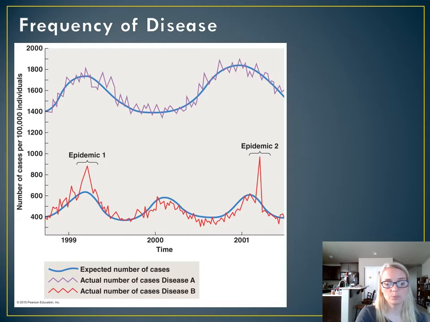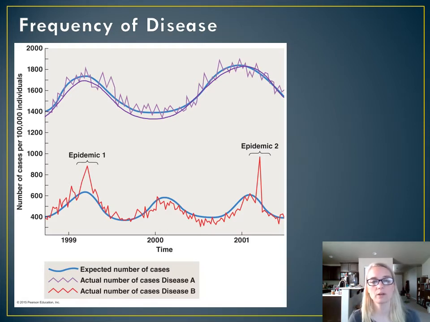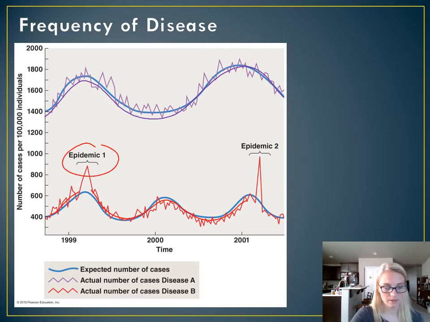So in the purple, this guy here, it's pretty much tracking the expected outcome. So that's just regular endemic disease. For the red disease, disease B here, it kind of follows it for most of these cycles, but here, in looks like early 1999 and early 2001, we had some higher than normal expected rates of this particular disease. This is what we would call an epidemic, so higher than normal, higher than expected rates.